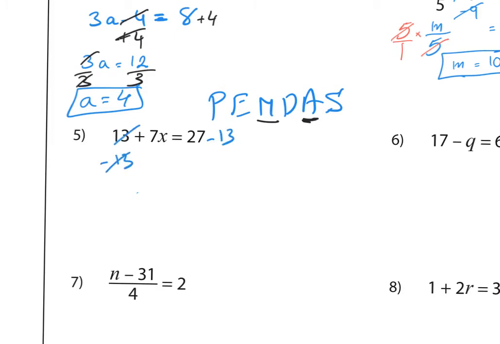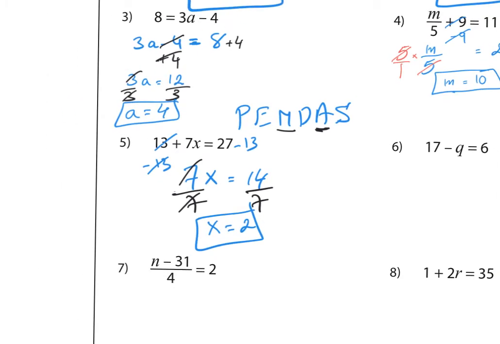And that's going to be 7x. And 27 take away 13, that would be 14 here, right? And here we can just divide by 7, right? And we're just going to get x equals 2.